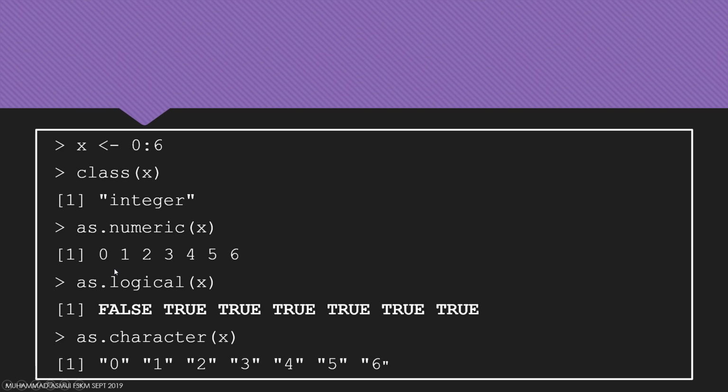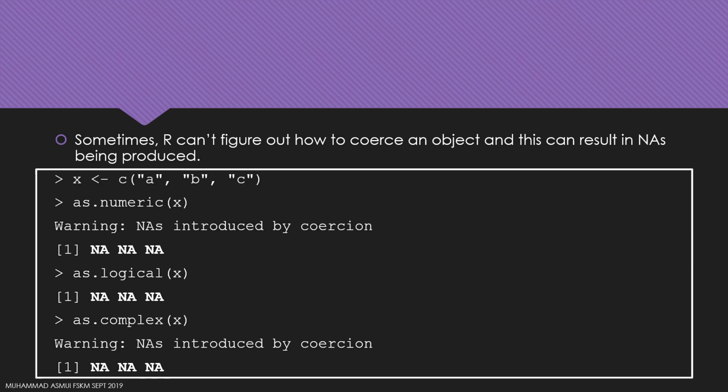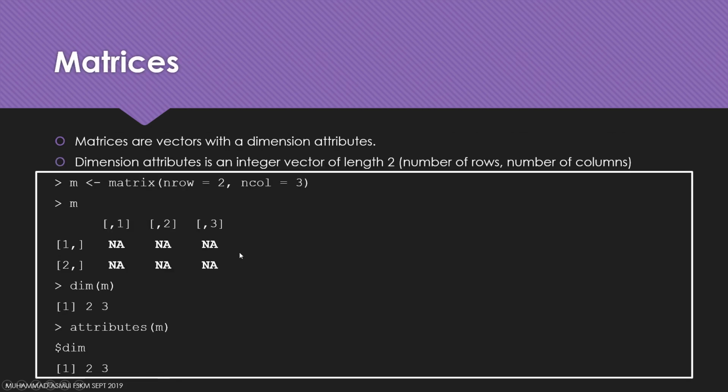But be careful, it's not every time that the as functions will work. What happens if R cannot figure out the coercion? A warning will be prompted below the output here, and it will result in an NA. That's how vectors work.